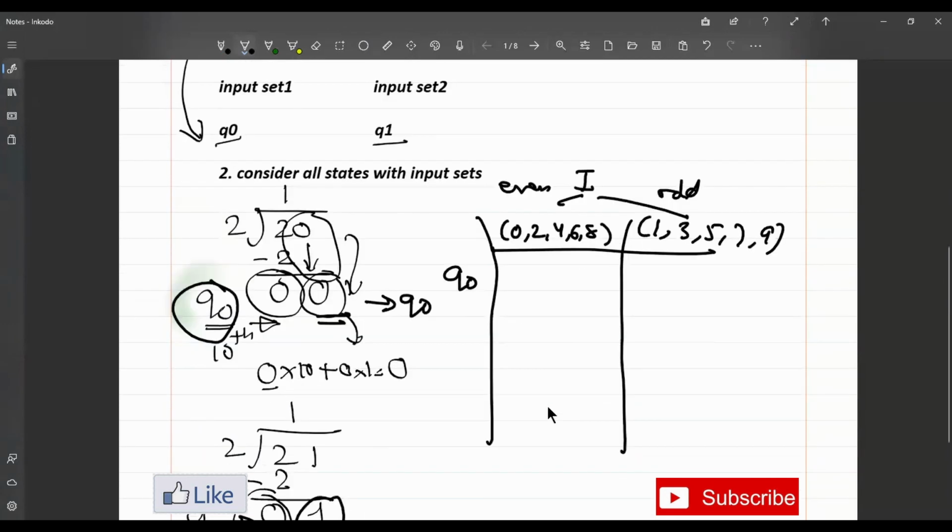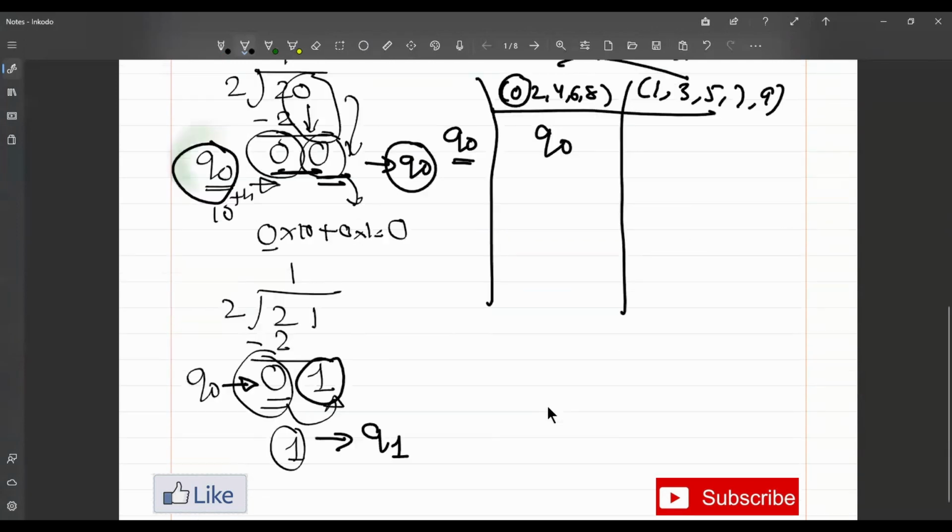Now Q0 with the current bit as 0 and the next bit as 0, that we already considered, is going to Q0. Now Q0 with the current remainder as 0 and the next bit as 1 is going to Q1, so that we are going to write here.